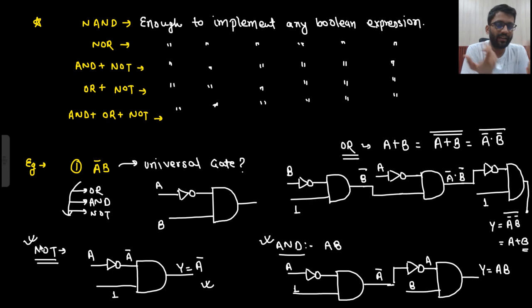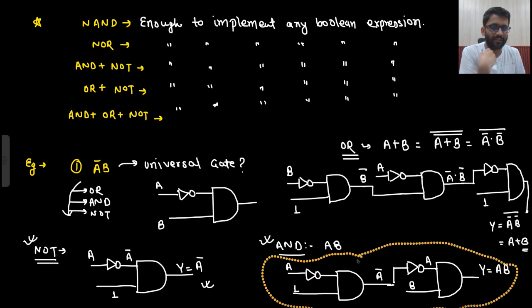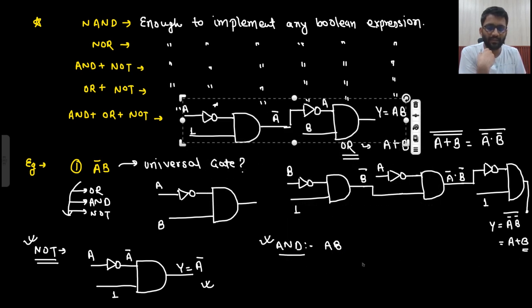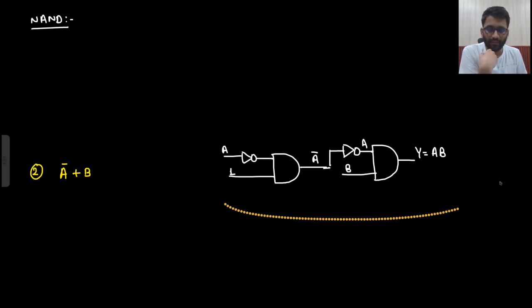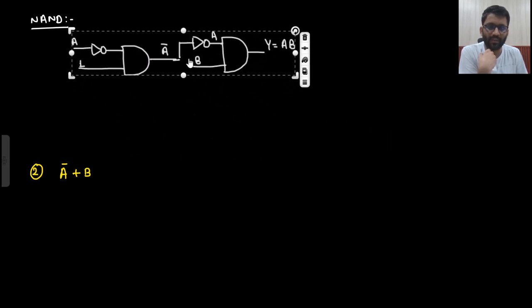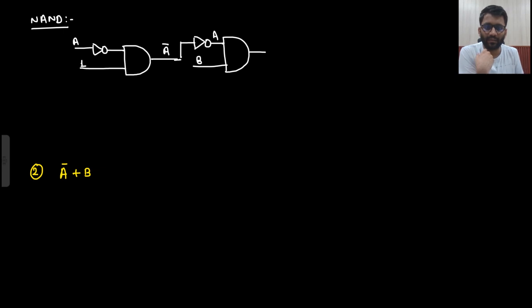If I need to make NAND, I can easily make NAND. How will I make NAND? I will pick this one, and simply I will add an inverter. That's it. This Y equals AB is already there, and then after that I just need to add an inverter. And how will I add an inverter? A simple inverter is there.